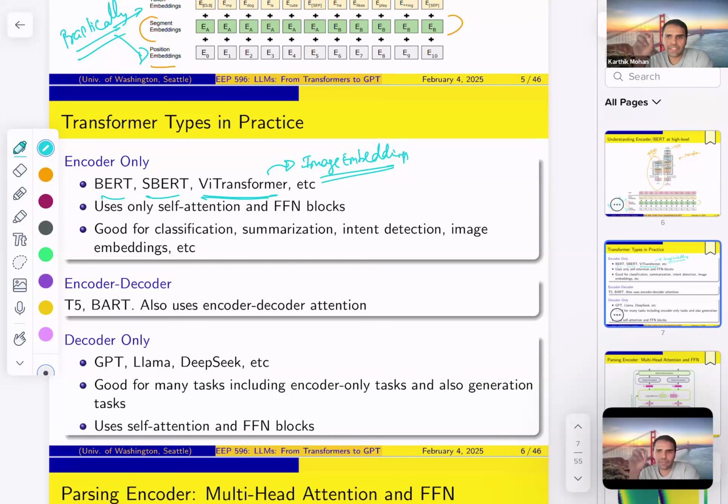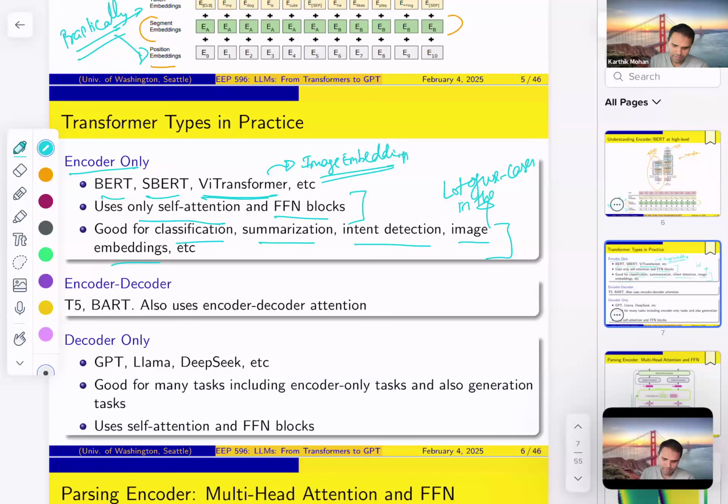The idea behind the vision transformer is that if you can convert segments of an image into visual words, you can apply the same transformer architecture on these visual words or visual tokens, and you'll still be able to do similar tasks. For images, if you would like to get image embeddings, that's a good application, and ViT did exactly that. So this is an application of the encoder only transformer, and it uses only self-attention and feed-forward neural network blocks. This is the bread and butter of most transformer architectures: a self-attention component and a feed-forward neural network component. It's good for classification, summarization, intent detection, image embedding. It's still used a lot in industry, right? A lot of use cases even today.